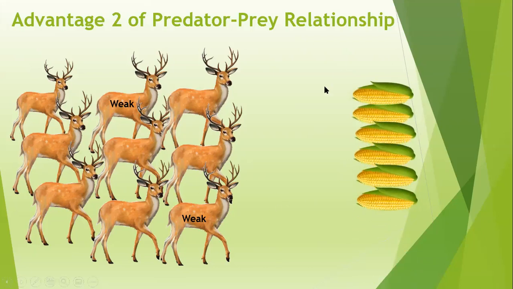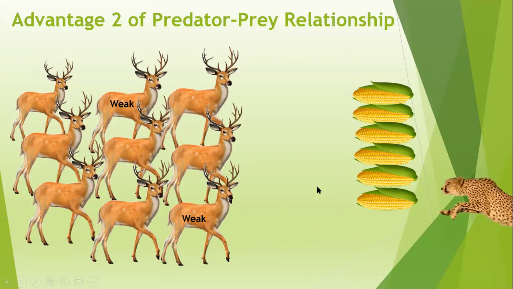Now you have some food resource here. One of the foods that deer eat is corn. Now we have 6 corns here and we have 9 deers here. The food is less for them, right? They are 9, the food items are only 6. Now let's see how the predator can help this population, okay?